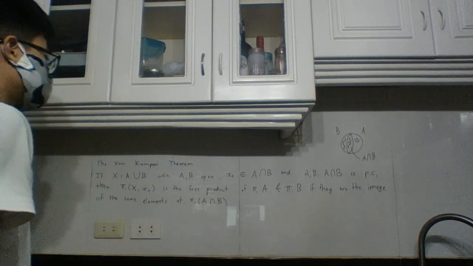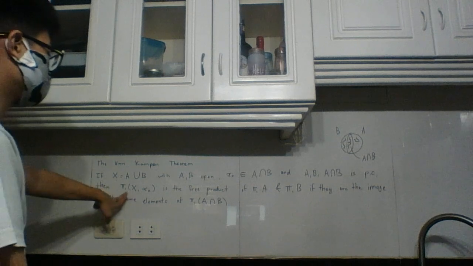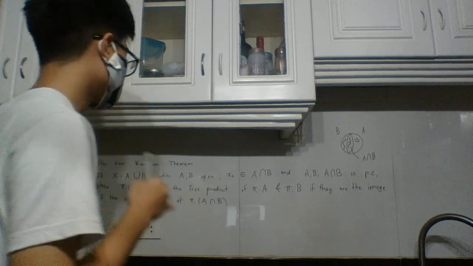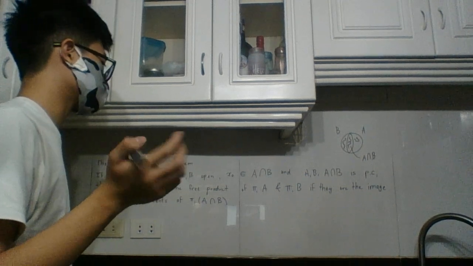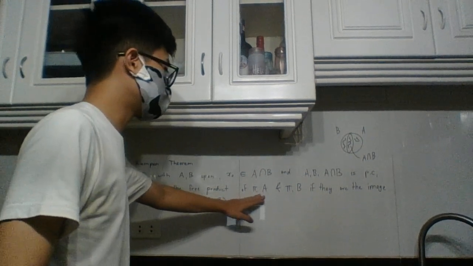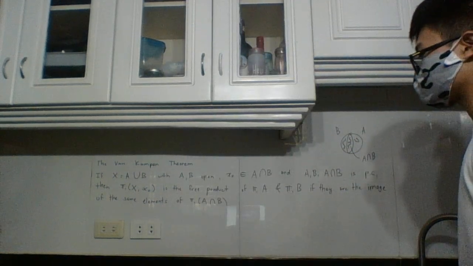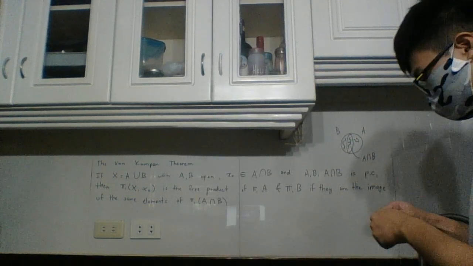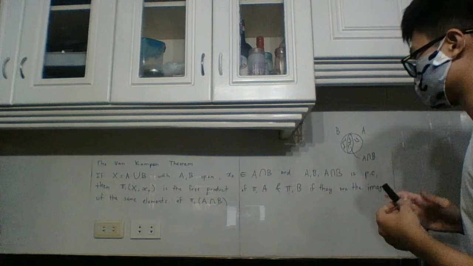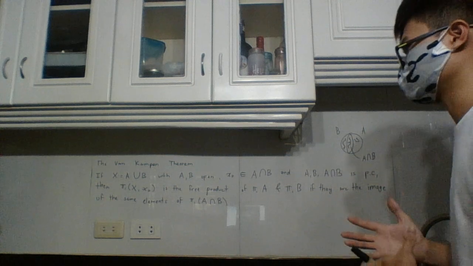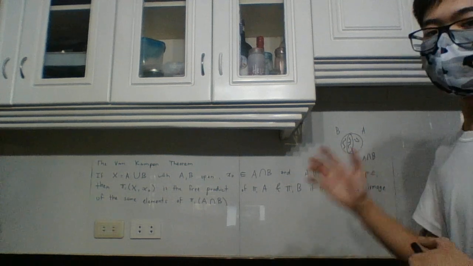In other words, this here is homotopic to the free product of pi 1 A and pi 1 B mod some normal subgroup. So this will require you to learn about, this is really where some of the deep knowledge in group theory comes into play when we talk about normal subgroups.